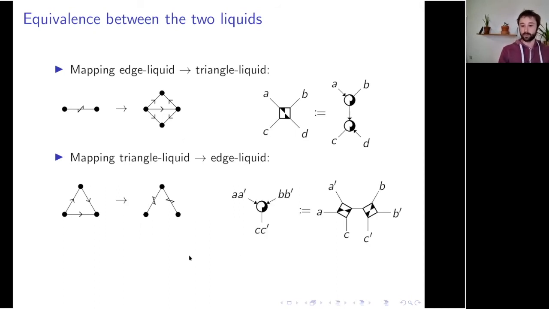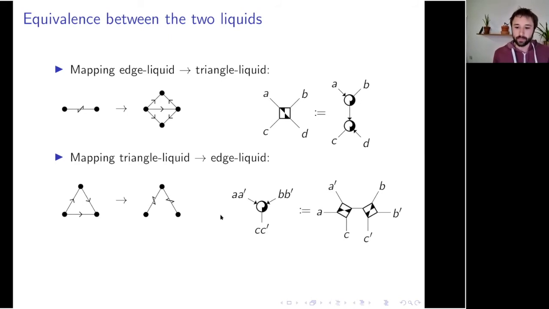So in tensor network language, what this yields is this equation, which again means that for any model of this edge liquid, I can evaluate this tensor network and then block together A and A prime, and the indices B and B prime and C and C prime, and this yields a tensor of the triangle liquid, which is again a model of this triangle liquid. And again, this kind of replacement is consistent with the moves.